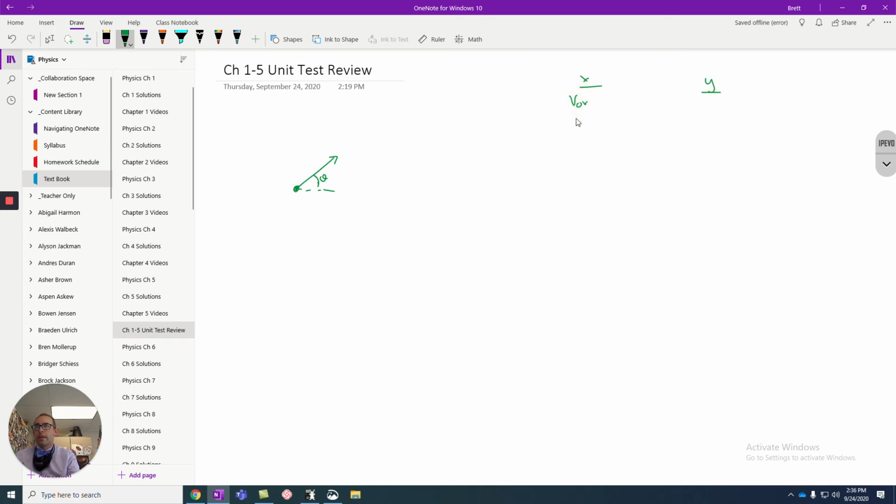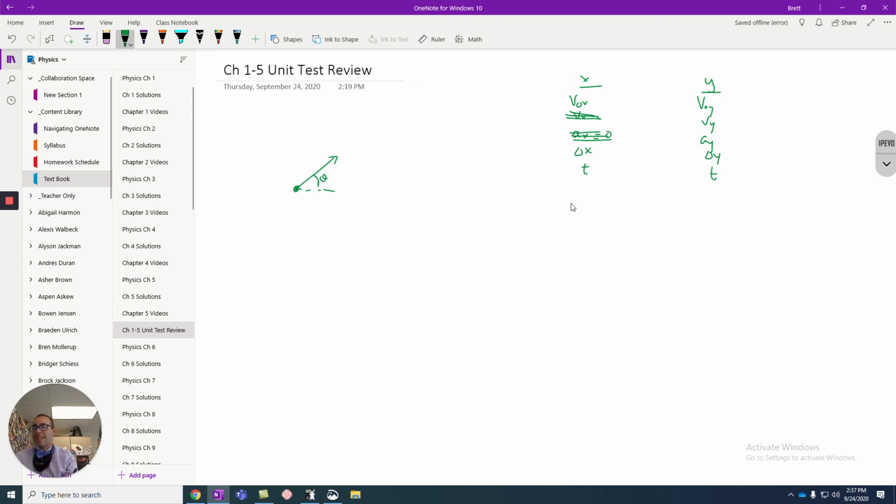V naught in the x direction, v in the x direction, a in the x, delta x, and t. We have v naught in the y direction, vy, ay, delta y, and t. So there's all of my information. A couple things. The vx is always the same. It's always constant because the acceleration is 0. So this information really doesn't help that much. All I really have is this.